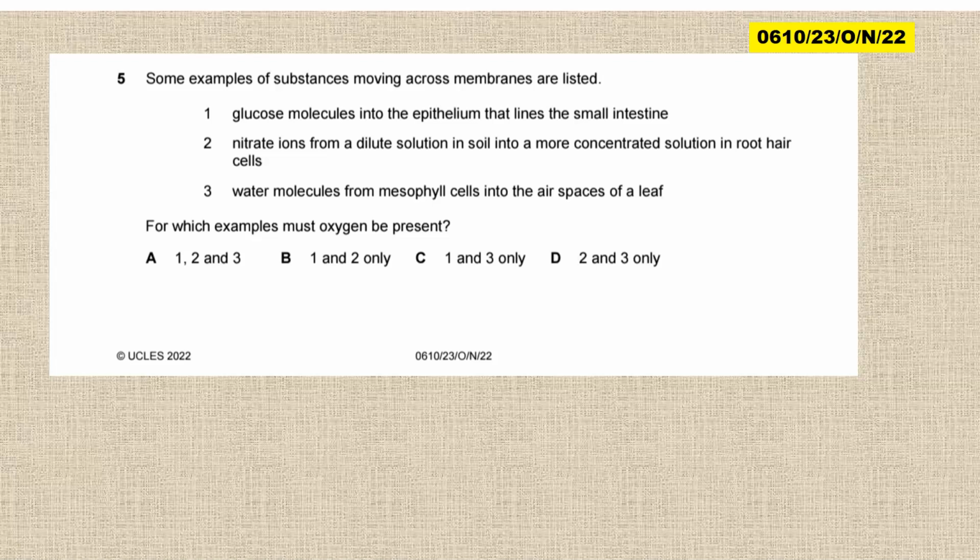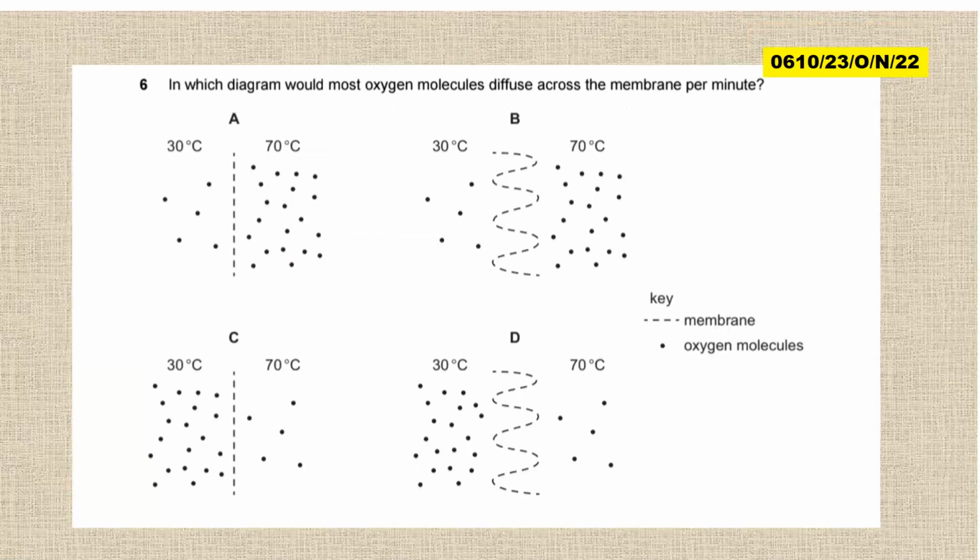Let us look at this one. That is Paper 2, Variant 3, October/November 2022. Some examples of substances moving across the membrane are listed below. This is just from the question that we answered previously. So we said it's 1 and 2 only. These questions were repeated.